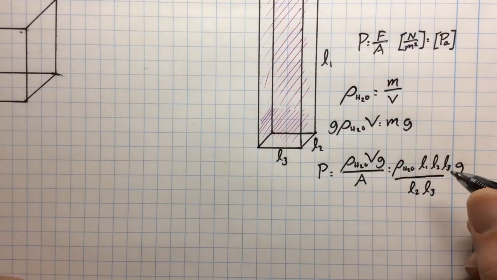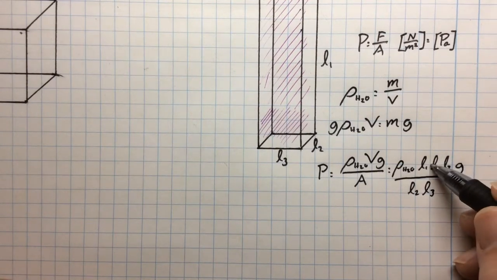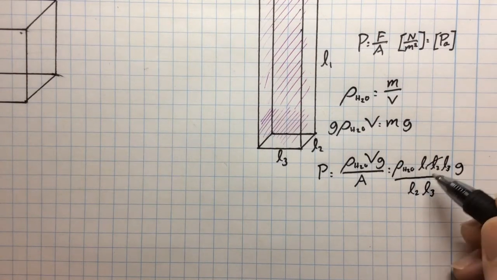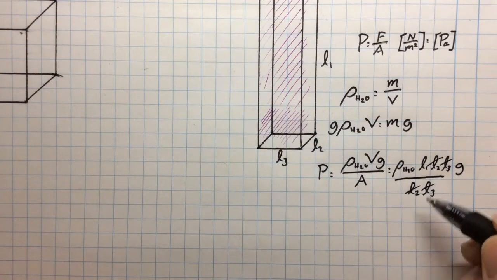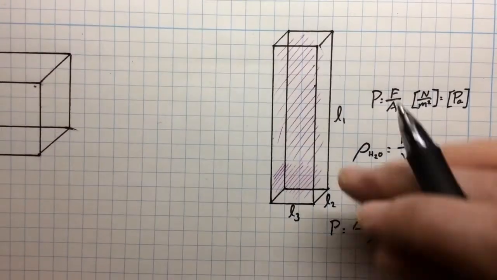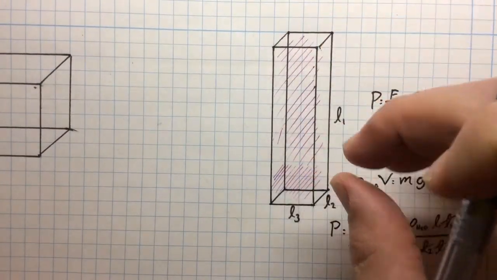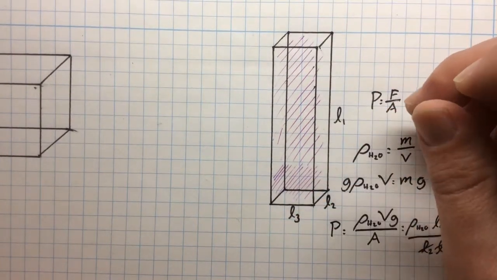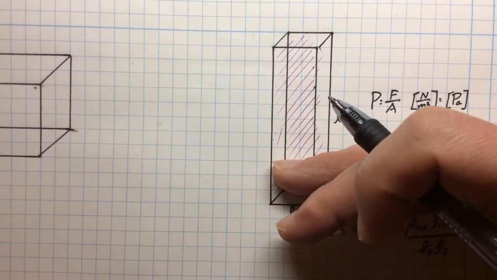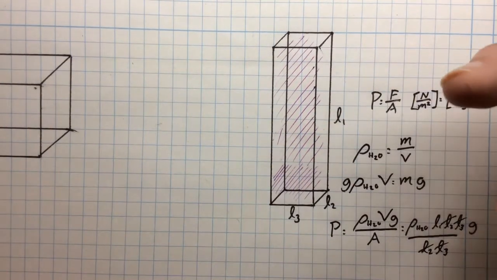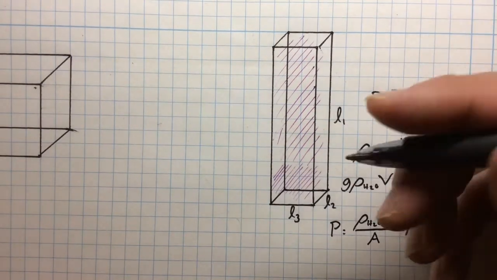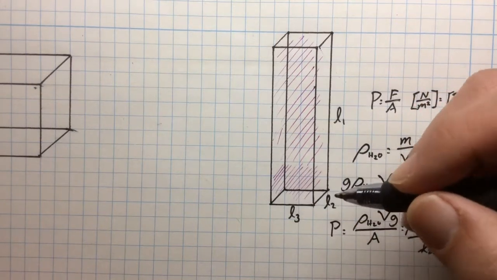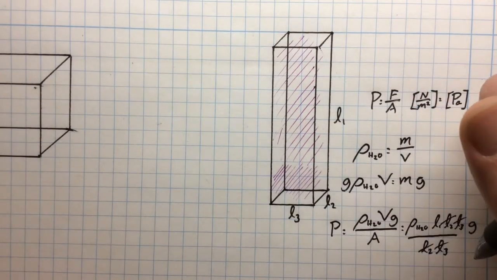So what we figured out just now is that L2 doesn't matter, L3 doesn't matter. All that matters is the height. So the bottom area doesn't matter. All that matters is the height of this thing. So the deeper you are under a fluid, the more pressure you're going to feel. Then based upon the area, that's going to determine the force that the area feels.